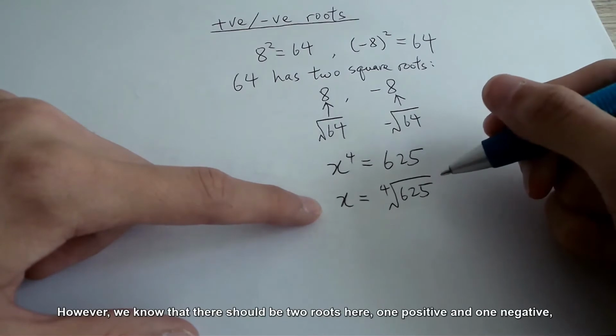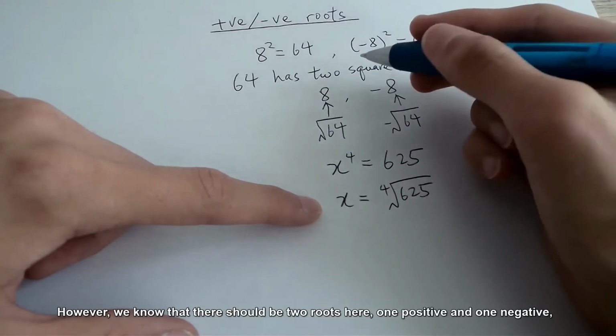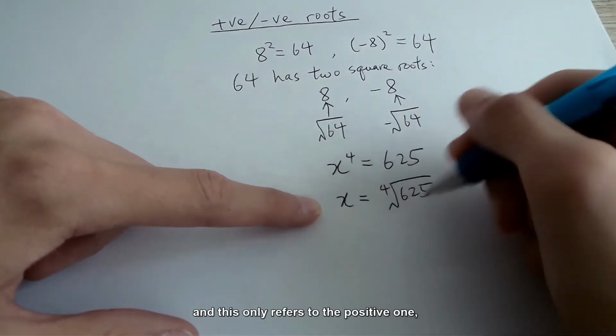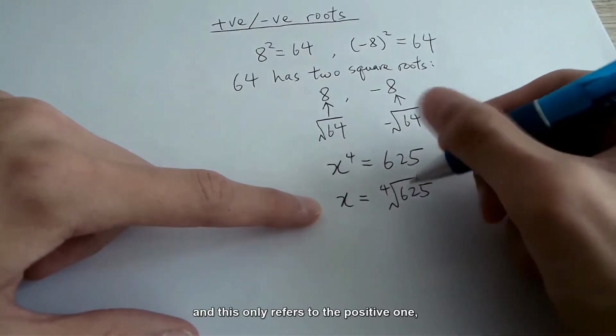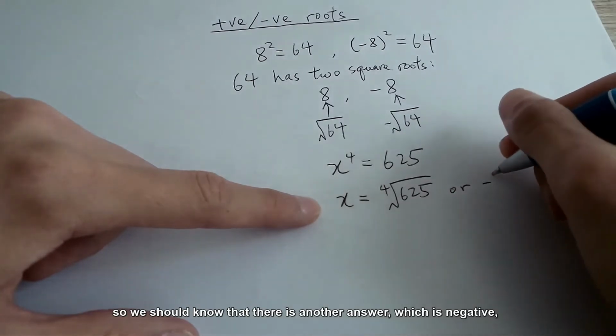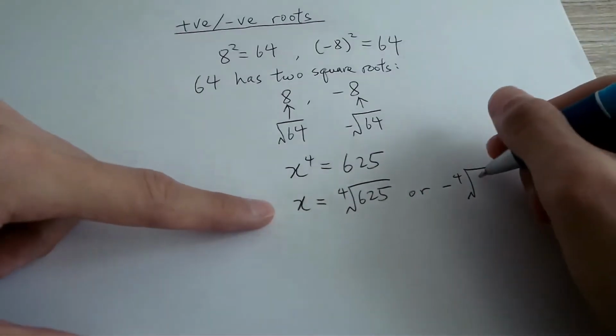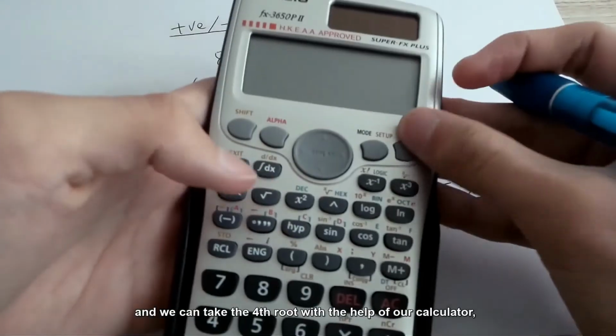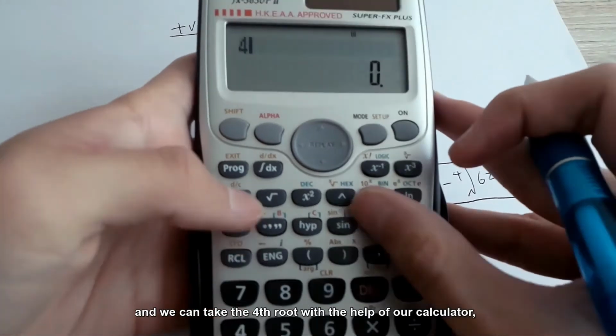However, we know that there should be two roots here, one positive and one negative. And this only refers to the positive one. So we should know that there is another answer which is negative. And we can take the fourth root with the help of our calculator.